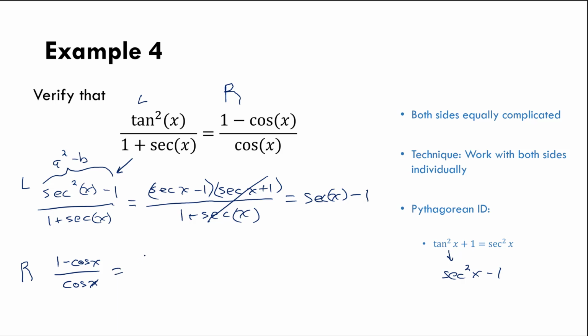So I'm going to separate this into 1 over cosine x minus cosine x over cosine x. We're allowed to do that here, right? I've got separation by subtraction in my numerator with one denominator, so we're allowed to separate like that. 1 over cosine is just going to be secant, and cosine x over cosine x is just 1. So our two sides are equal here, and we have an identity.